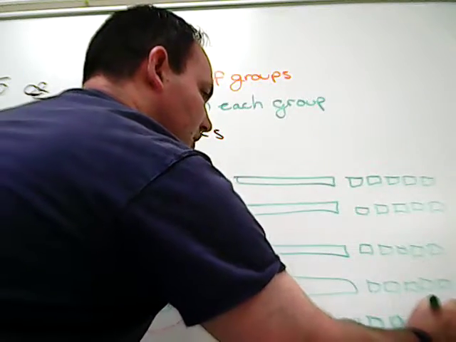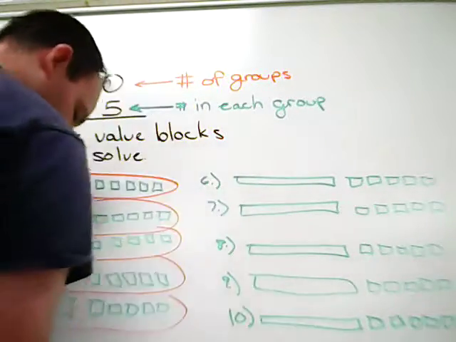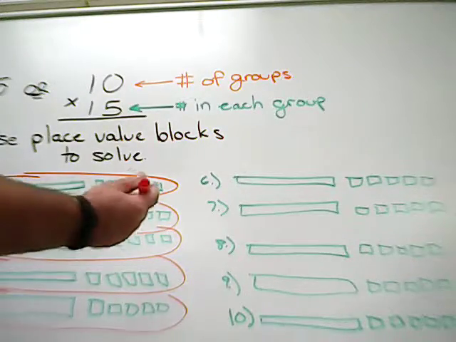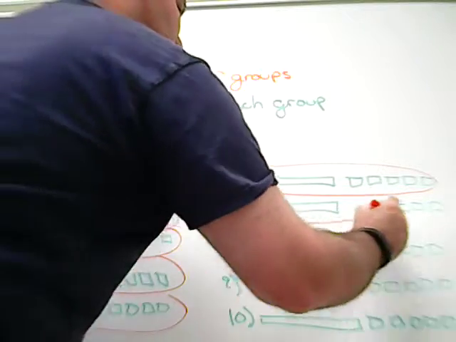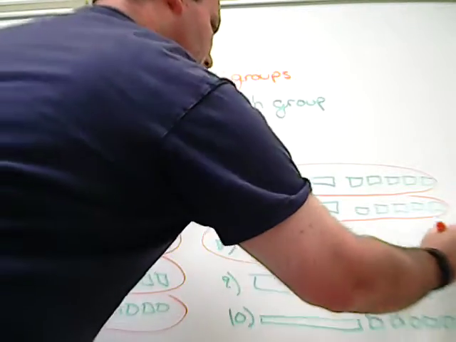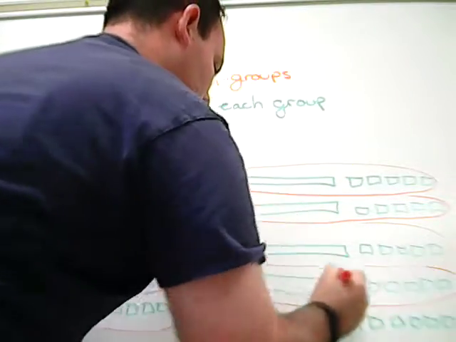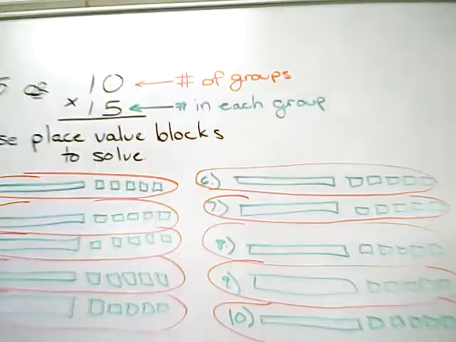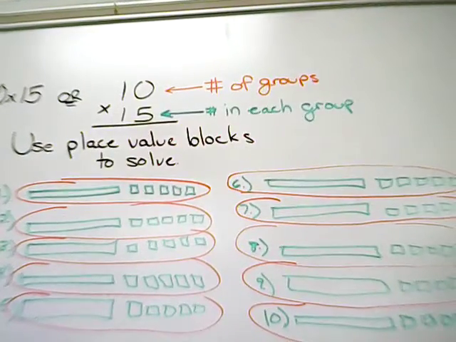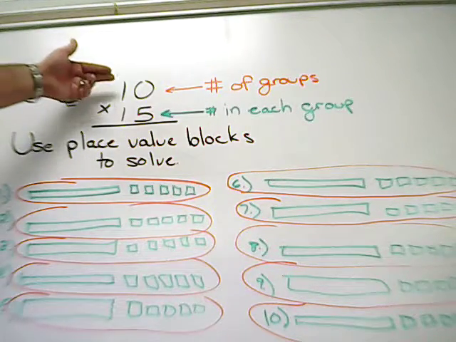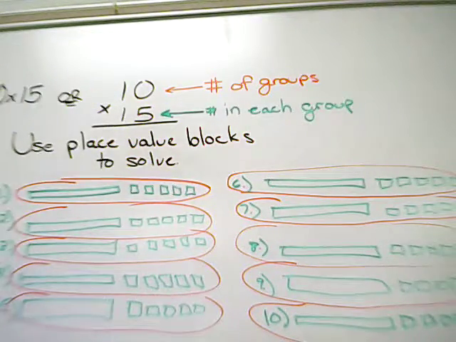And we'll finish up here with number 15. Beautiful. Notice I have my 10 groups as I had in my original problem. Just circle those out for you. And there you have it. That's how to use place value blocks to depict the problem 10 times 15.